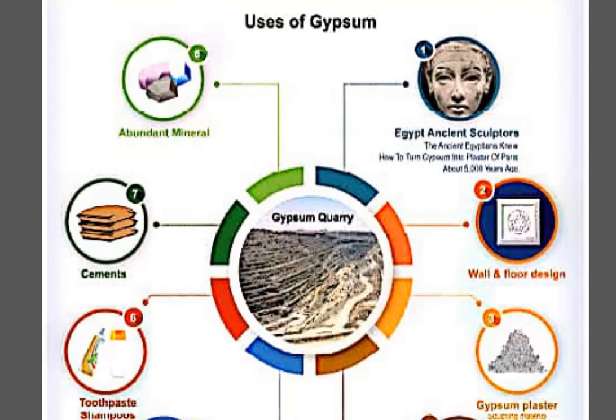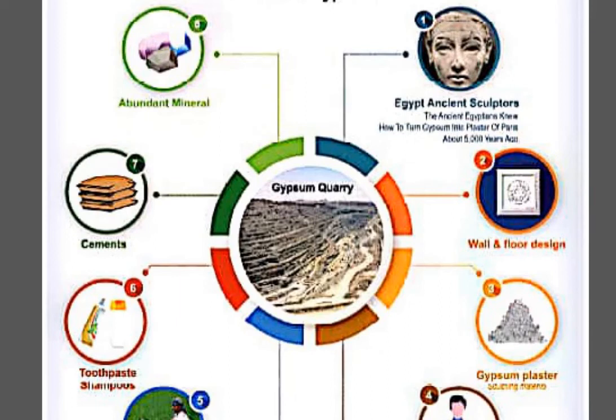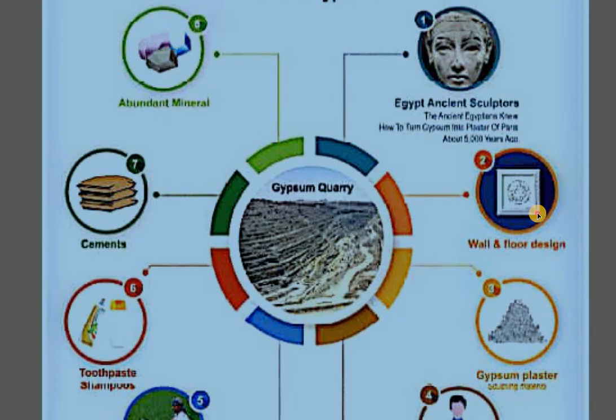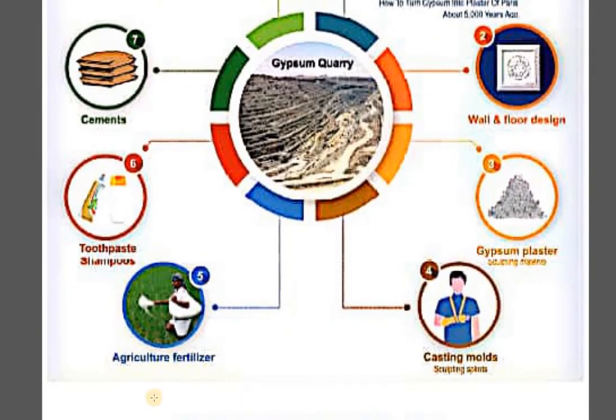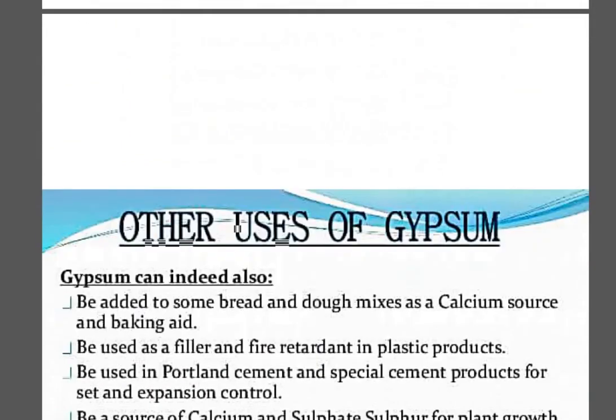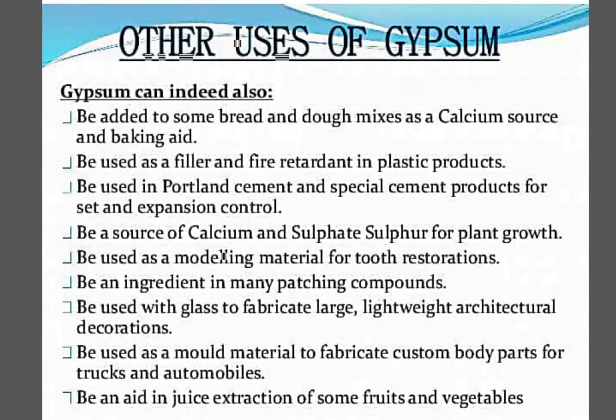Now the different uses of gypsum. It's an abundant mineral, so it can be used in ancient Egyptian sculptures, and wall and floor design. Then after gypsum plaster, there are cements, toothpaste also, shampoos as well, and then agricultural fertilizers and casting molds. There are so many uses of gypsum, and also for the preparation of POP. Other uses are listed here for different other things.